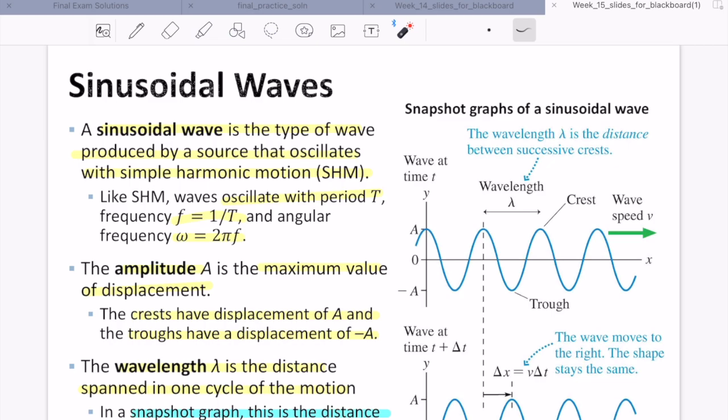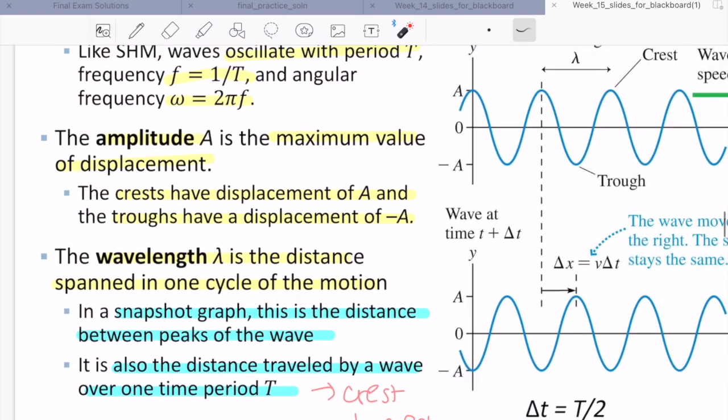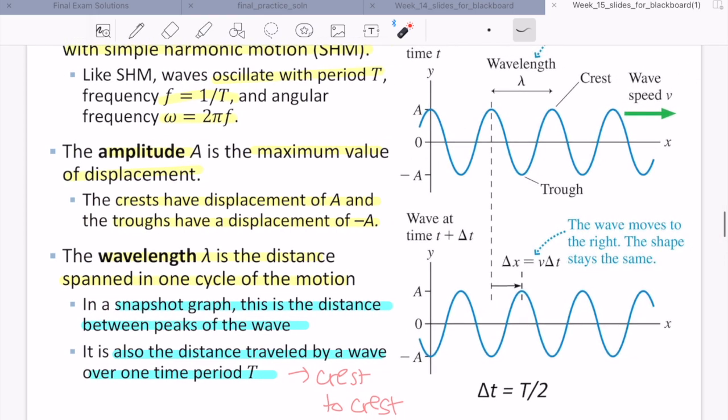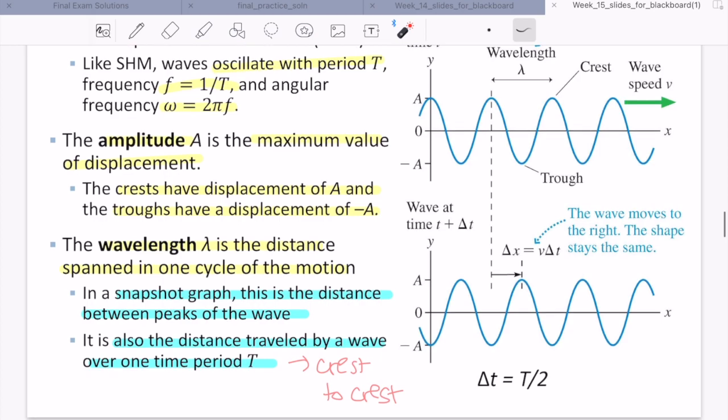Crests will have a displacement of the amplitude, positive amplitude, and troughs will have a displacement of negative amplitude, basically. So for a snapshot graph, the wavelength is the distance between the peaks of the wave. And it's also the distance traveled by a wave over one time period T.